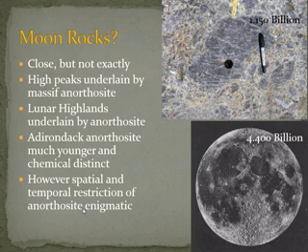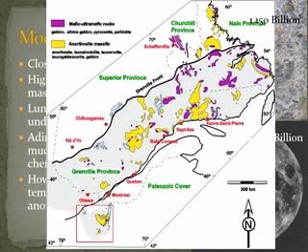The lunar highlands, those light areas down on the lower right, are underlain by anorthosite as well. However, the Adirondack anorthosite is much younger, only about 1/4 of the age, and it is chemically distinct. The plagioclase in the Adirondack rock is a sodium-calcium plagioclase, whereas those on the moon are very extreme. They're very calcic with very little sodium. And, of course, the difference in age.